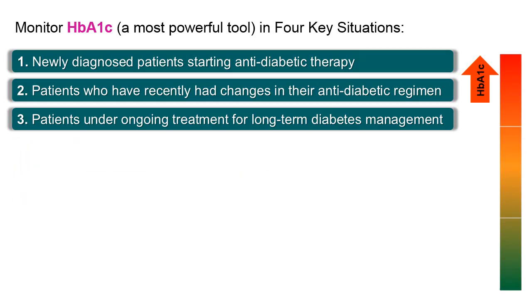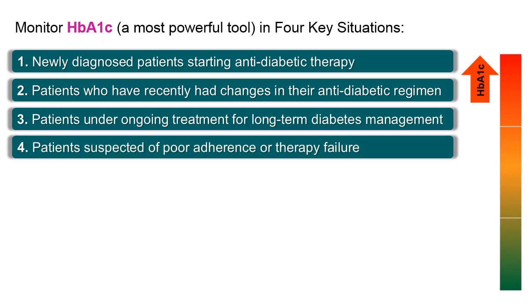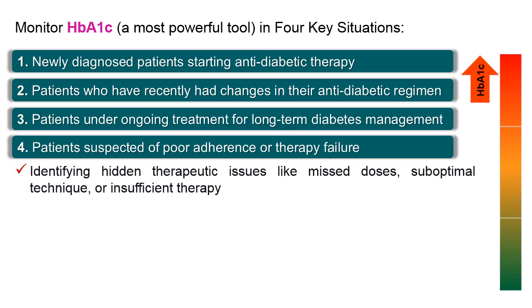The last situation where a pharmacist plays an important role is monitoring of HbA1c among patients suspected of poor adherence or therapy failure. Sometimes, blood glucose readings alone don't tell the full story. HbA1c helps uncover hidden issues, whether it's missed doses, suboptimal technique, or insufficient therapy, so we can intervene proactively.